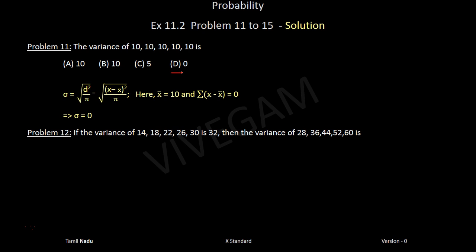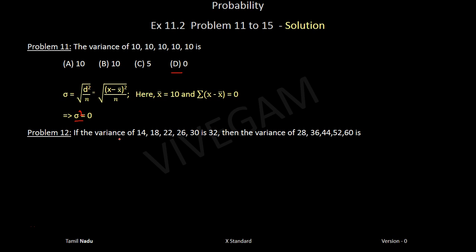Okay. Now, actually it should be sigma squared, it's not sigma, because variance is sigma squared. So sigma squared equal to 0, right? Please make that correction.